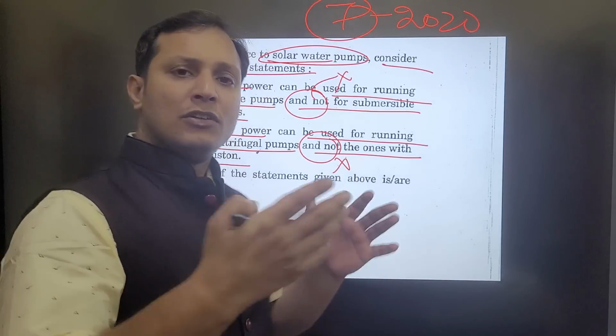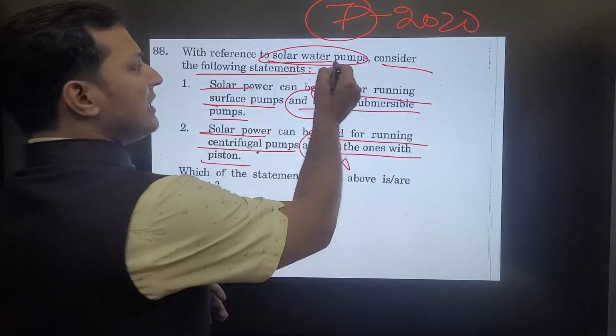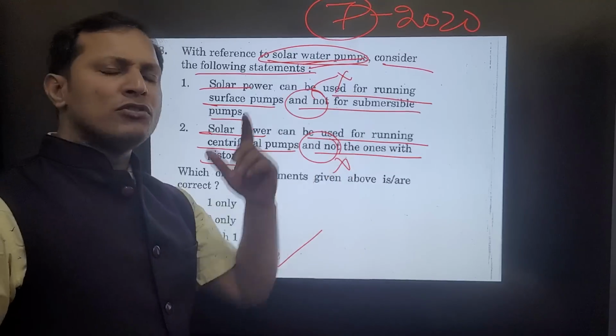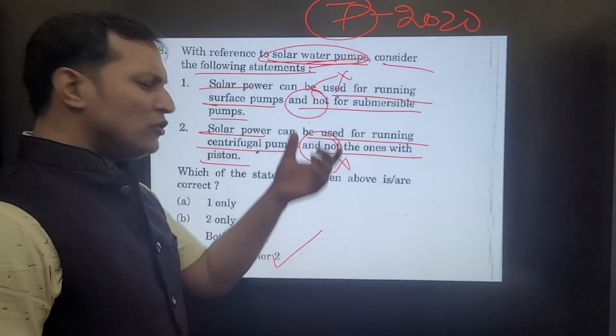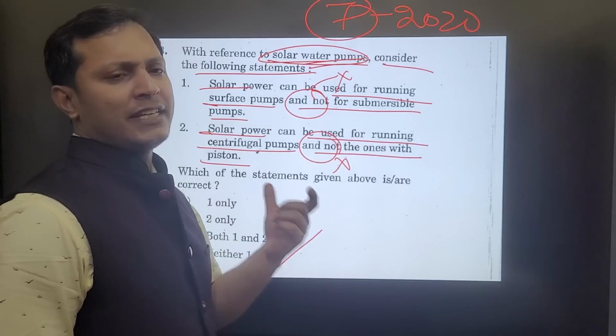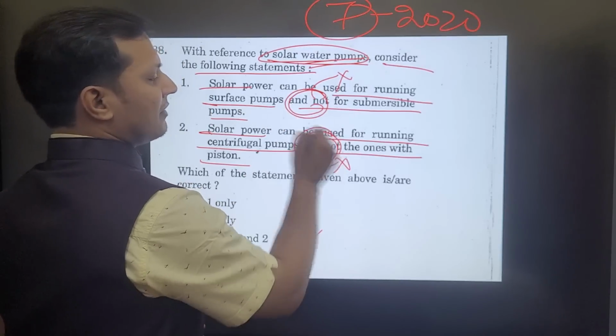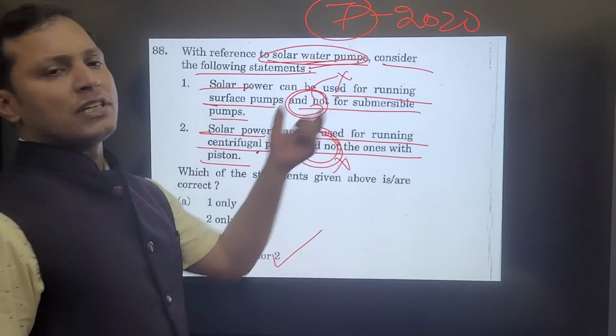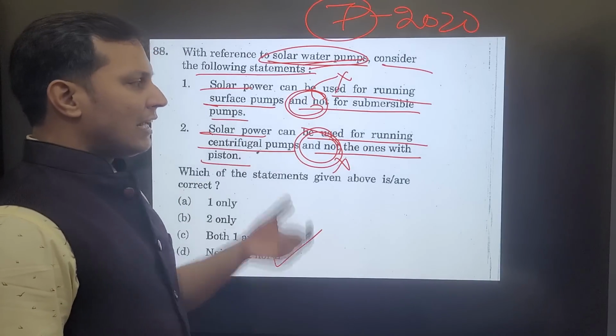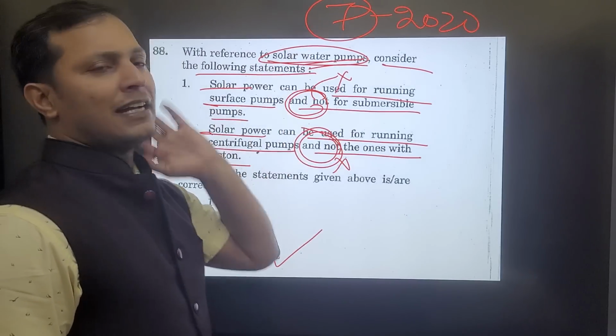Otherwise, you have to go after knowledge. See, where will you read these pumps and all? In which book are you going to read these pumps and all? UPSC is not giving you for the knowledge sake. UPSC is giving you for the common sense. If you have the common sense, you can get the answers very easily. And if you apply these elimination tricks, you can get the answers very easily.